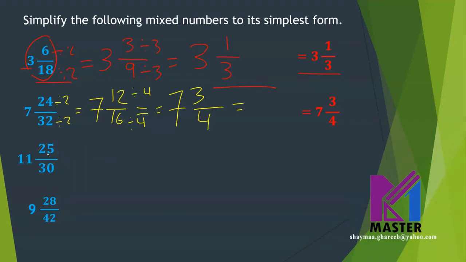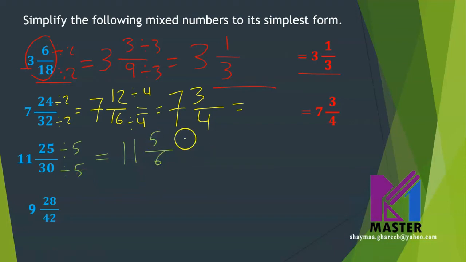I have 25 and 30. What do you think? 11 and 25 over 30. I can divide both up and down by 5, because both numbers are multiples of 5. So as we said, keep the whole number as it is, which is the 11, then start the fraction part. 25 divided by 5 equals 5, and 30 divided by 5 equals 6.